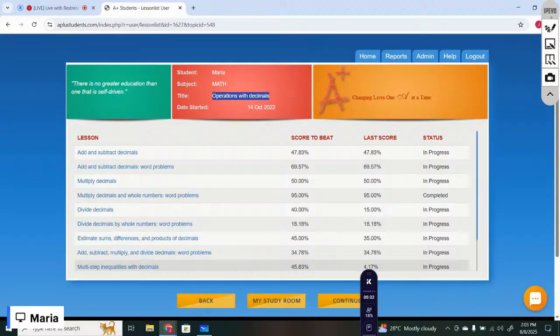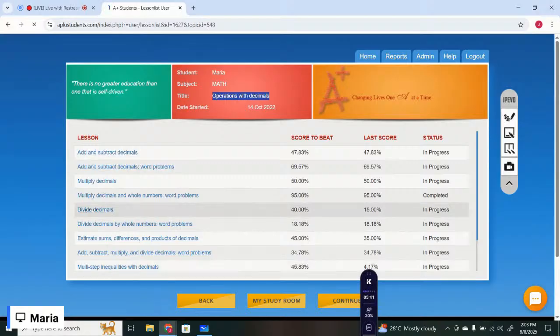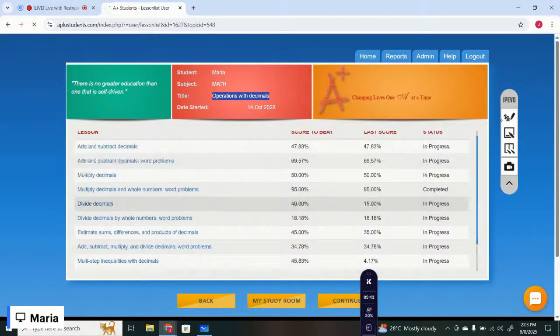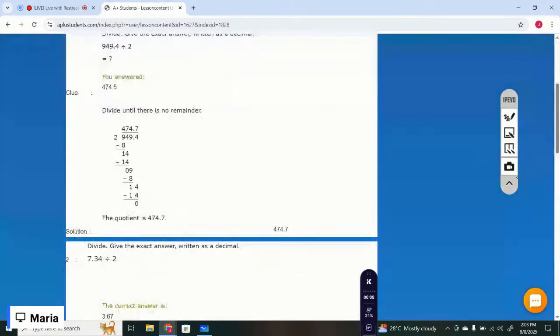Here I am on grade 7 math. The chapter we are on right now is operations with decimals. Let's just start with the lesson that is divide decimals. Divide 949.4 by 2.